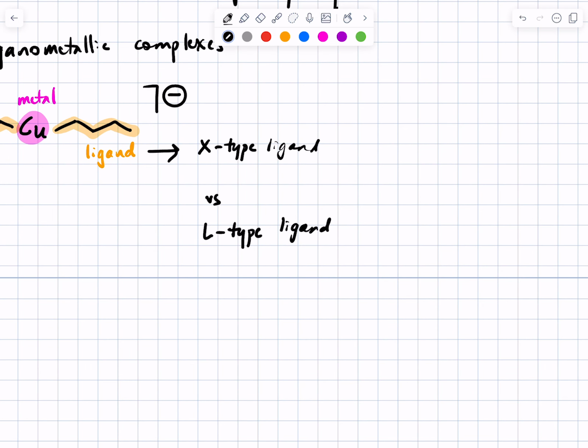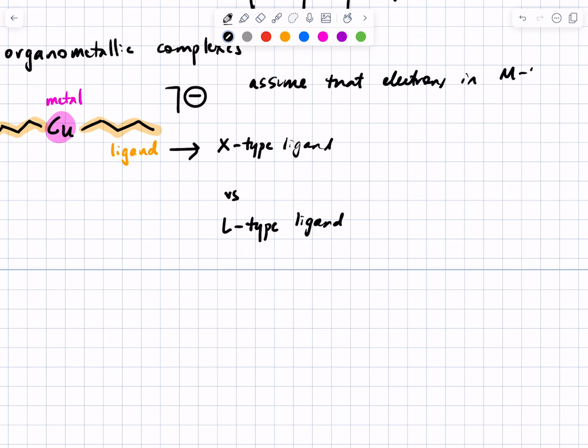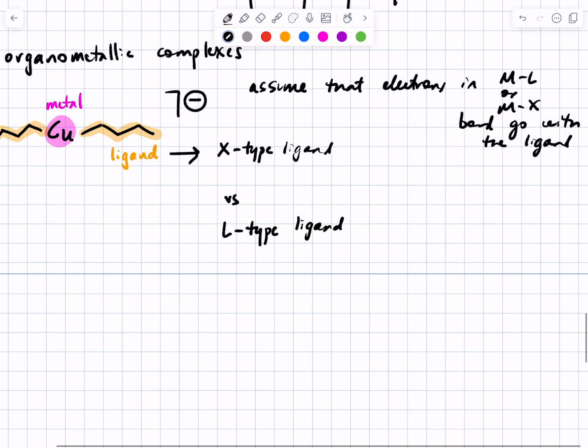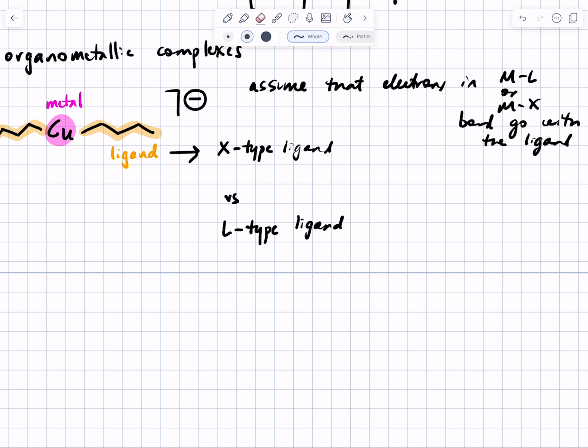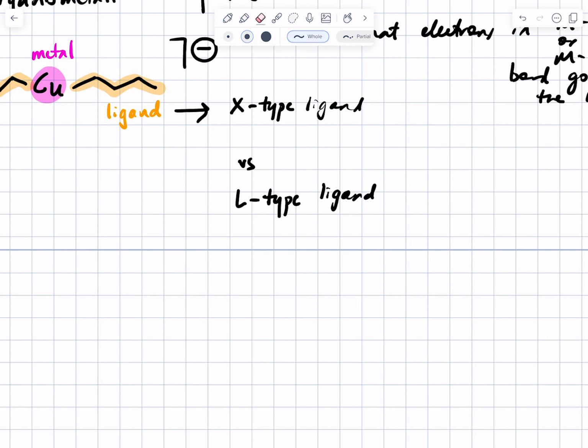An X-type ligand, so when you see an organometallic complex, you assume that the electrons in the metal-X-type ligand bond go with the ligand. They belong to the ligand. Go with is shorter than belong to, so hopefully you can deal with that. What I mean by that is when X-type ligands leave, they leave as X minus, or if you conceptually pulled them away, they leave as X minus.